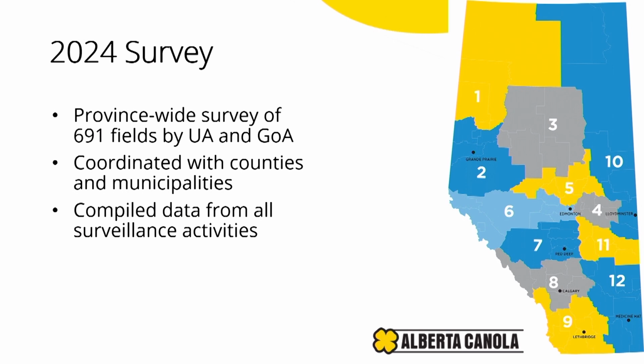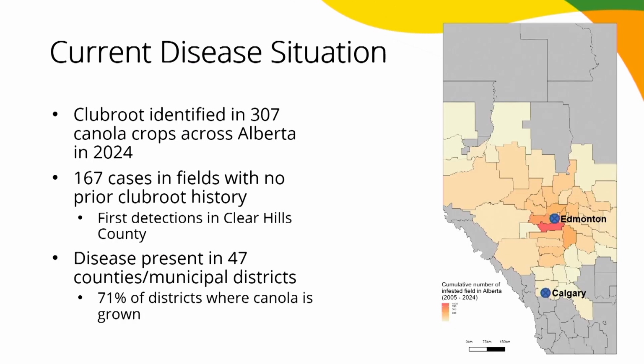And then we compiled all the data from all these surveillance activities. As of 2024, we were able to identify another 307 canola crops in the province that had clubroot, and the map shows the distribution of the disease. Where it's more reddish, there are more disease cases, and it's more severe. Of those 307 canola crops that had clubroot symptoms, 167 cases were found in fields that had no prior history of clubroot. So those were the first detections of clubroot in those fields.